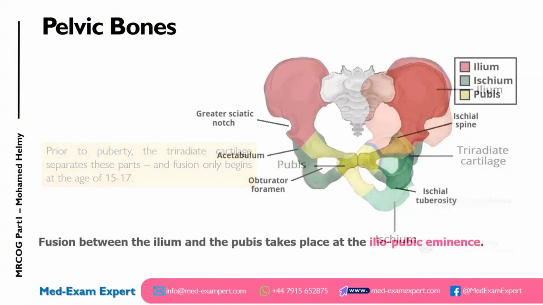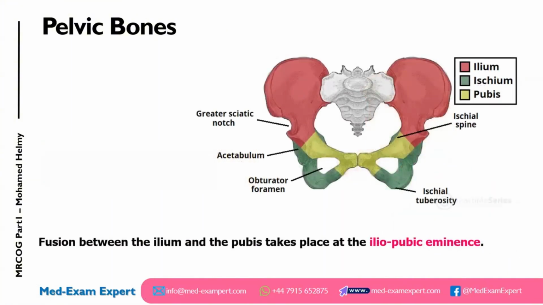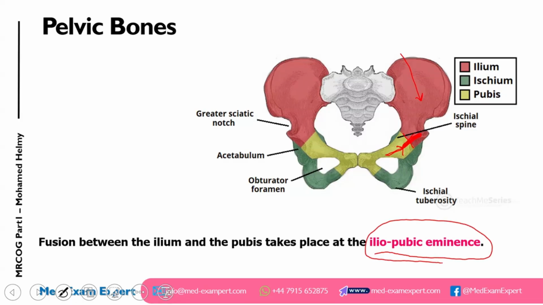So if we go back to this picture again, there is a place where the ilium or the iliac bone, which is in the red color here, and the pubic bone, which is in the yellow color, articulate also or join together. This part is called the iliopubic eminence. There is an elevation here at the site where the two bones join together. We call it the iliopubic eminence. The iliopubic eminence.